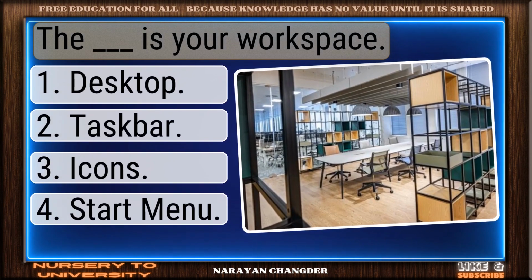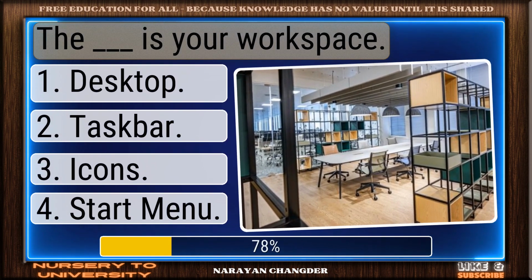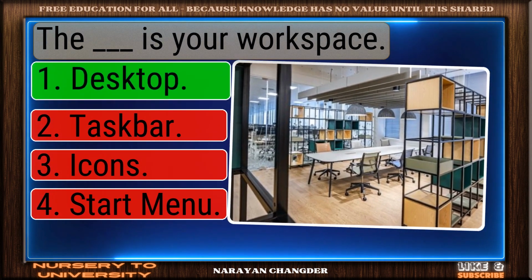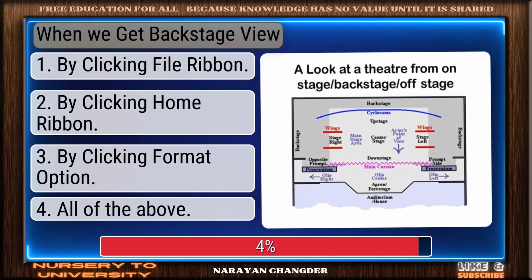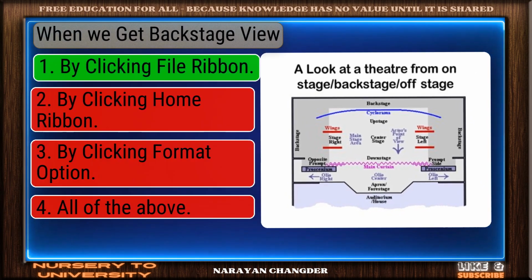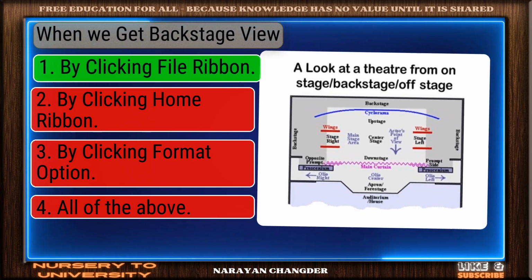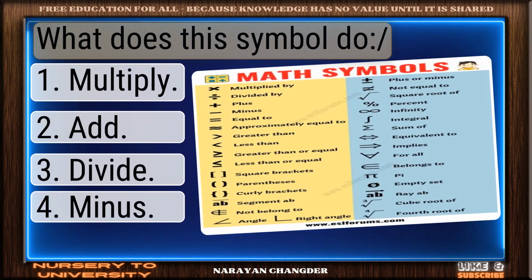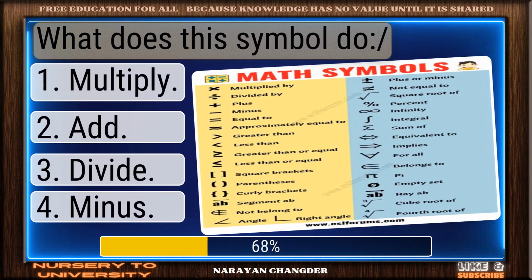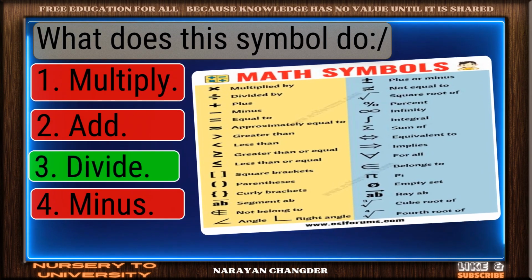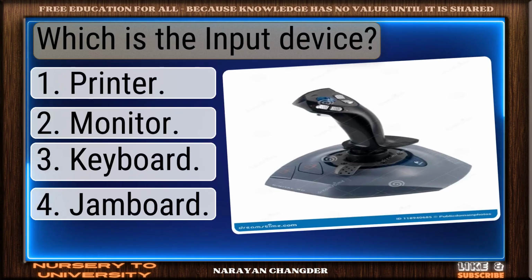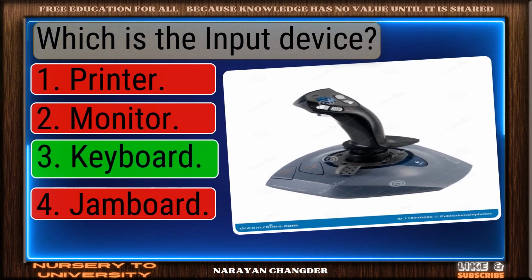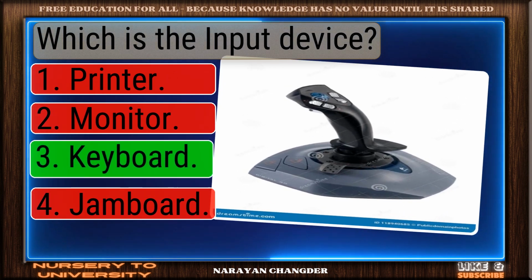The dash is your workspace. Well reasoned. Desktop is the correct choice. When we get backstage view. Excellent. By clicking File ribbon is a brilliant choice. What does this symbol do? You got it. Your choice divide is right. Which is the input device? Nice selection. Keyboard is the correct and valid answer.